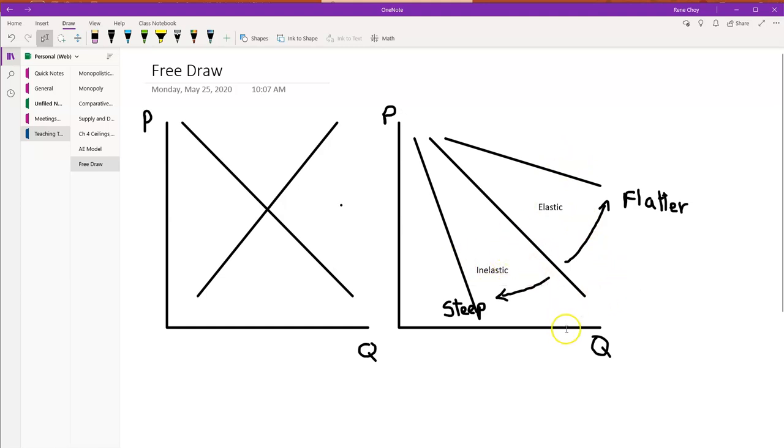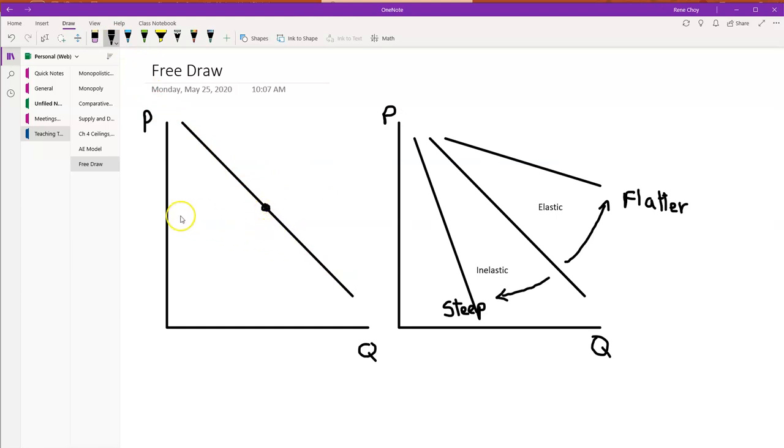And elasticity is sort of relative, because the line in the center is more elastic than the line here, but it is also more inelastic than this flatter line. Okay? So basically, the steeper the line, the more inelastic, the flatter the line, the more elastic it would be in general. Now, if you actually take the elasticity at different points on a straight line, you will notice that elasticity changes along the line.